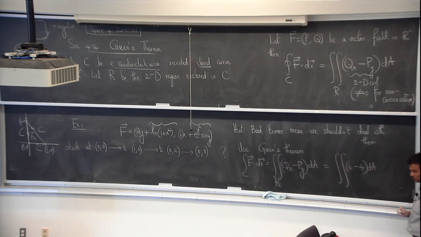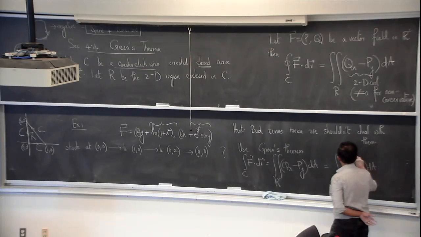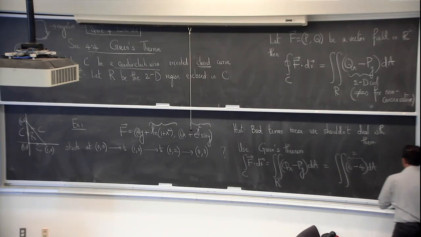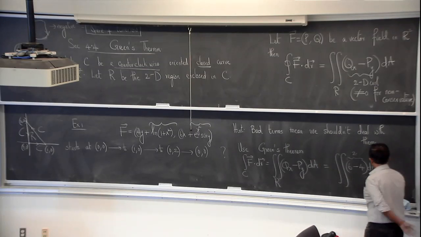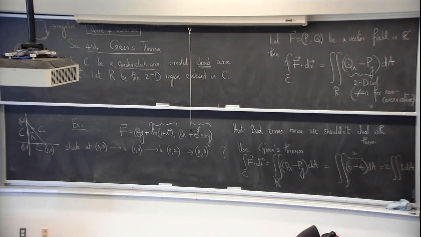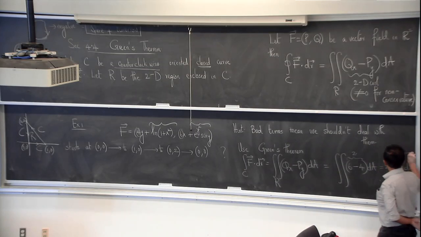I won't ask you what 6 minus 4 is. Now this is where you need to be a little bit aware of what's going on here. Think back to what we were doing earlier. This is 2 times the double integral of 1 dA. I think I mentioned this many times: when you integrate 1 over a region, that tells you the area of the region R.